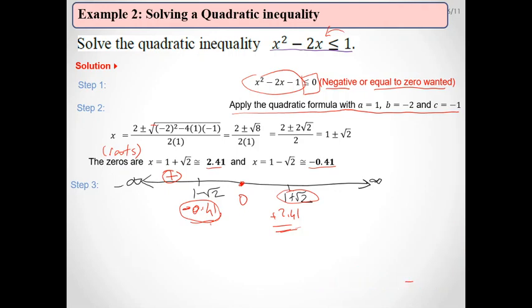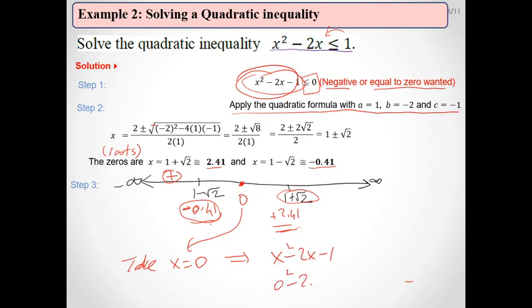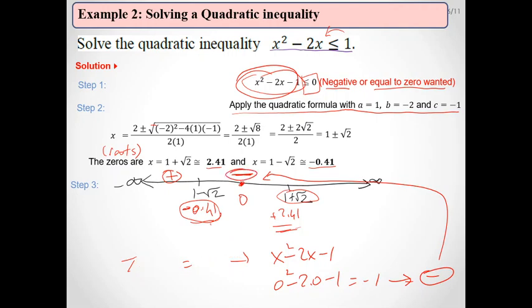Then we take another number here, 0. Okay, take x to be 0, and put it in the polynomial here. So we have a negative value, so this means on this interval the polynomial is negative. Then we do the same thing for the last one.